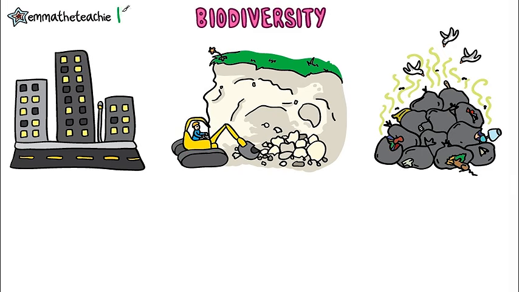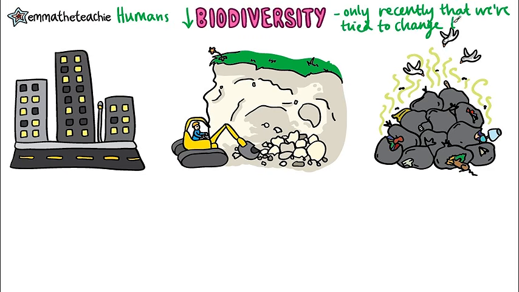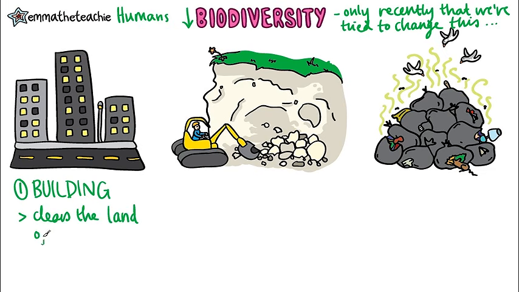But humans, unfortunately, have been doing activities that reduce biodiversity, and it's only recently that we've recognized this and tried to stop it. Let's look at three main ways in which humans have reduced biodiversity. First of all is building. We clear huge amounts of land, of animals and plants to make way for our buildings.